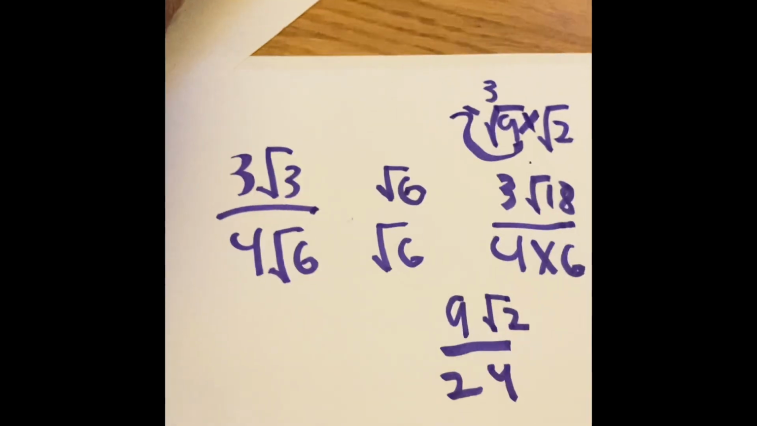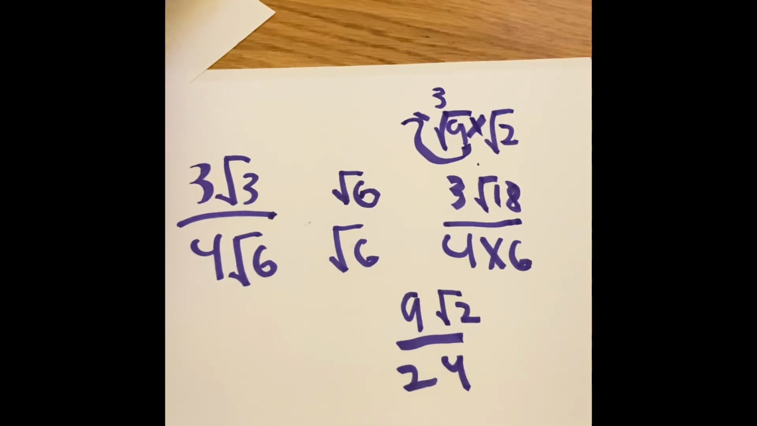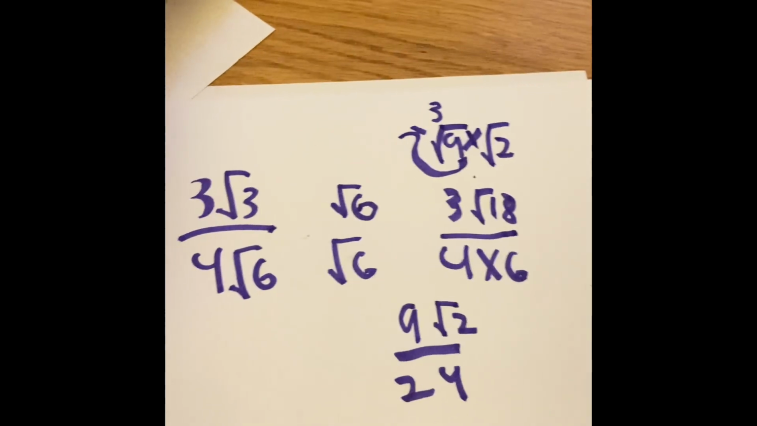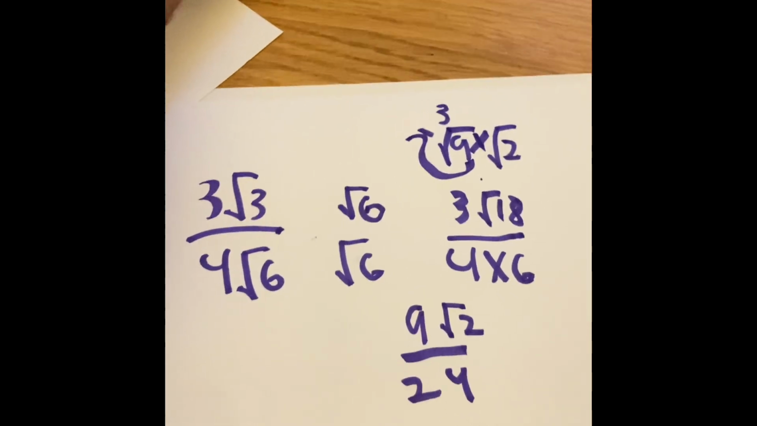So not only do you get to rationalize the radicals, but you also get to simplify them, so many people around the world can understand how you can calculate them and do the math.